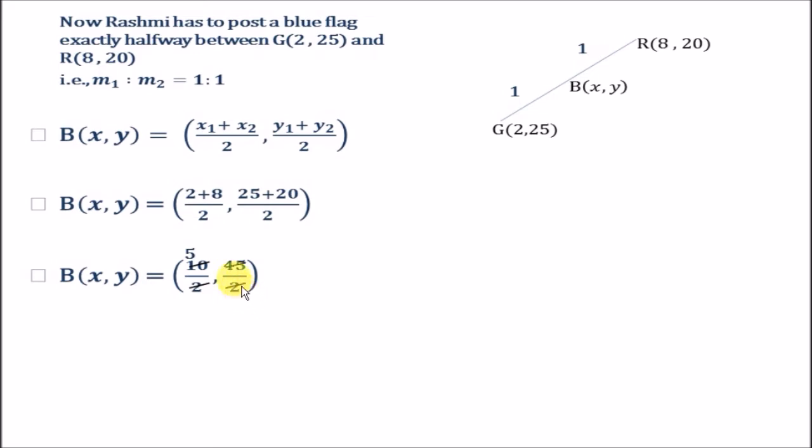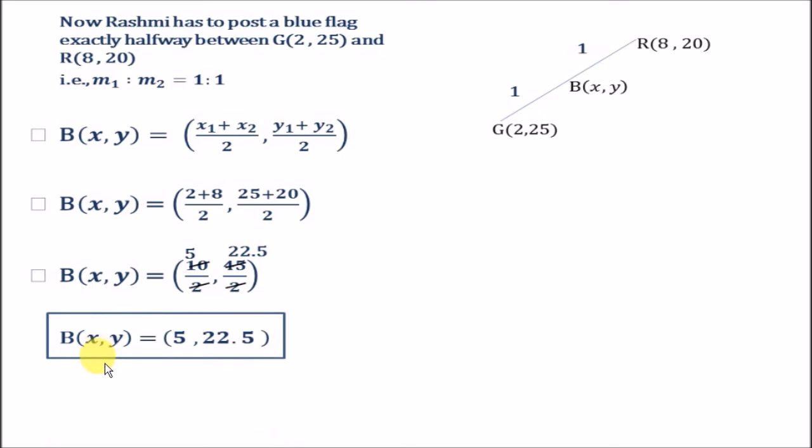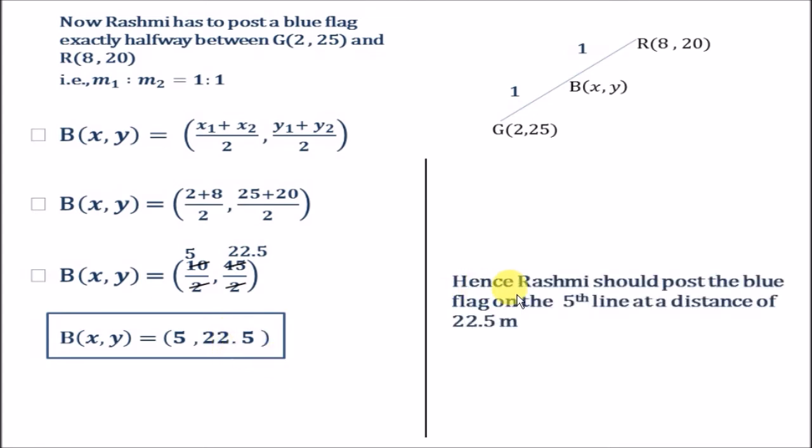2 ones are 2, 2 into 22.5 will be 45. So the coordinates of B is 5, 22.5. Remember, the x coordinate will give us the line in which Rasmi is running, and the y coordinate will give us the distance at which she has posted her flag, the blue flag. So we can conclude our answer. Hence, Rasmi should post the blue flag on the 5th line at a distance of 22.5 meter.